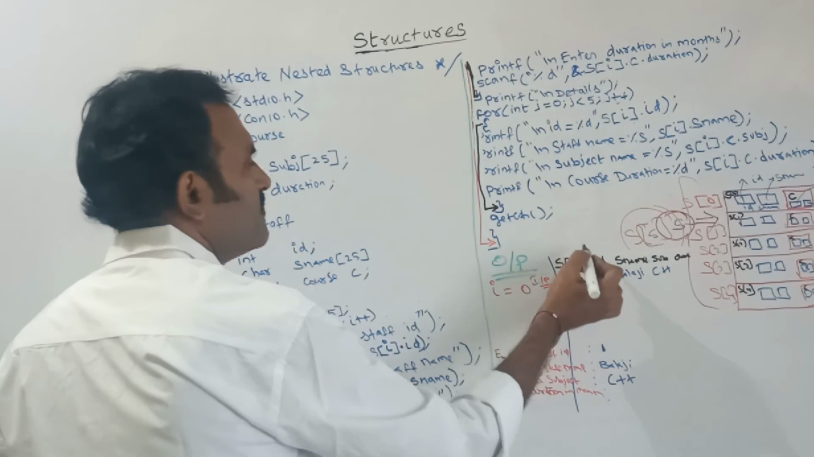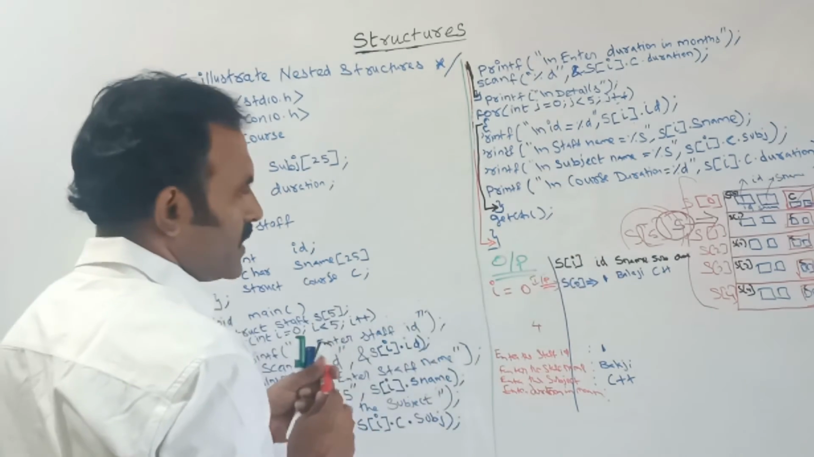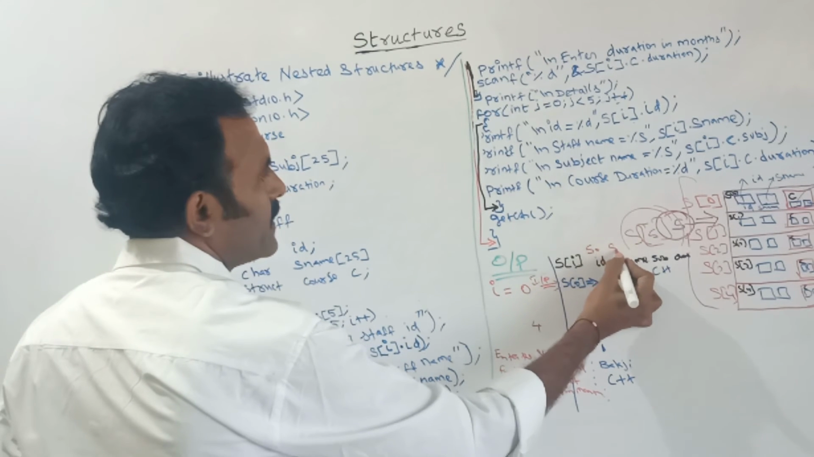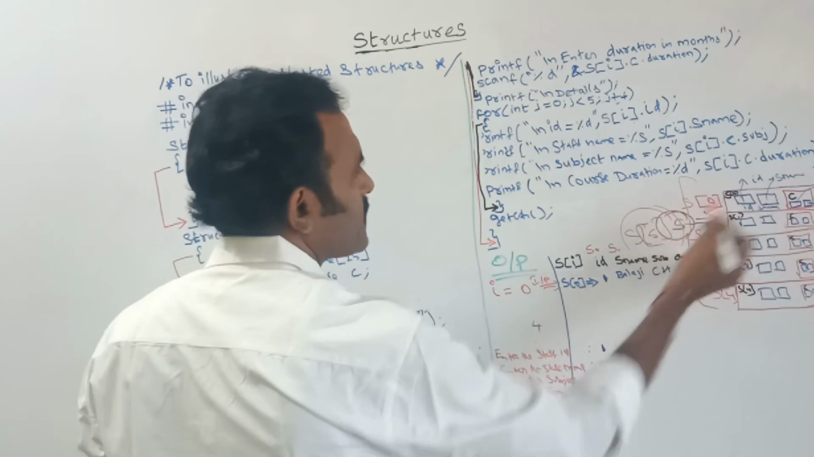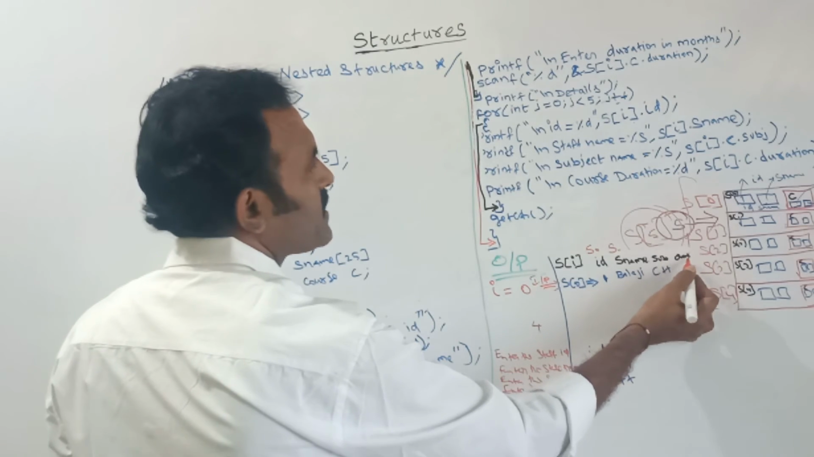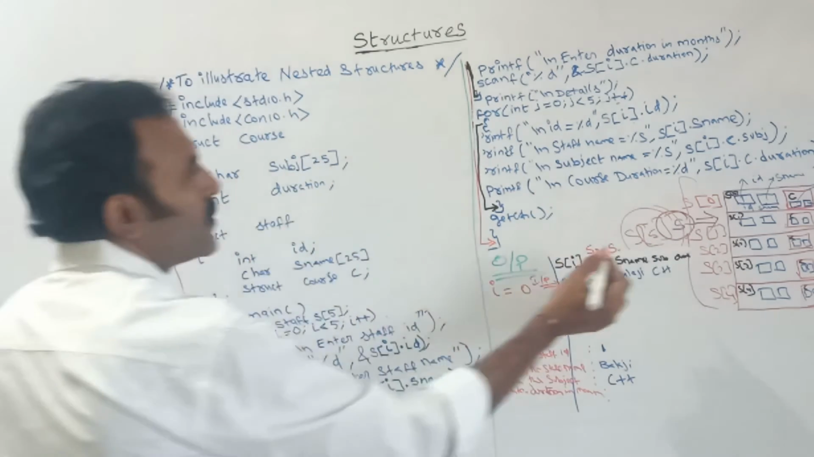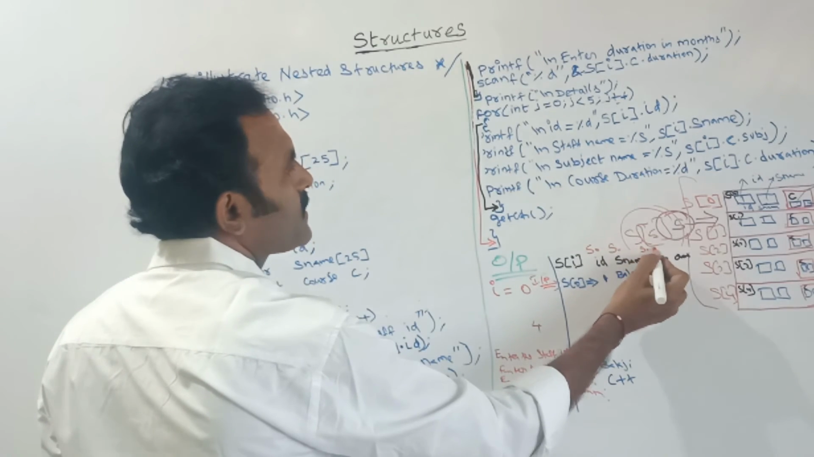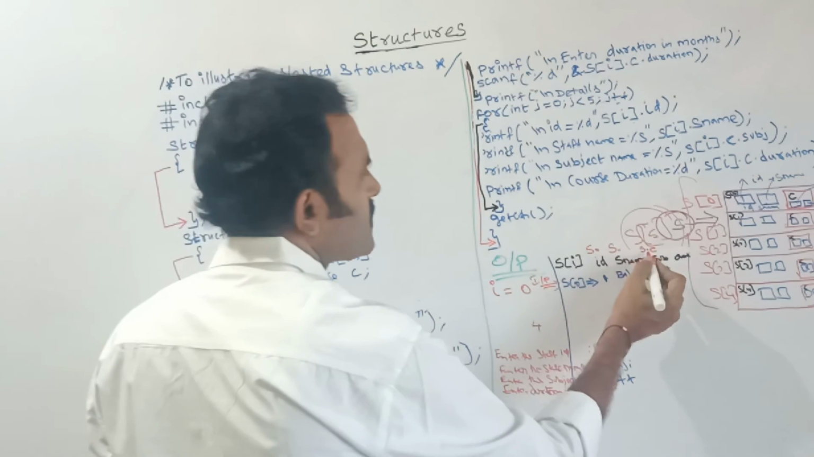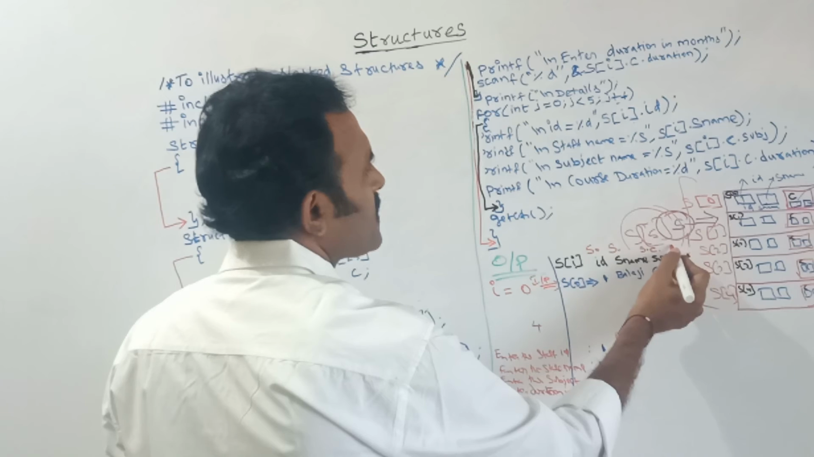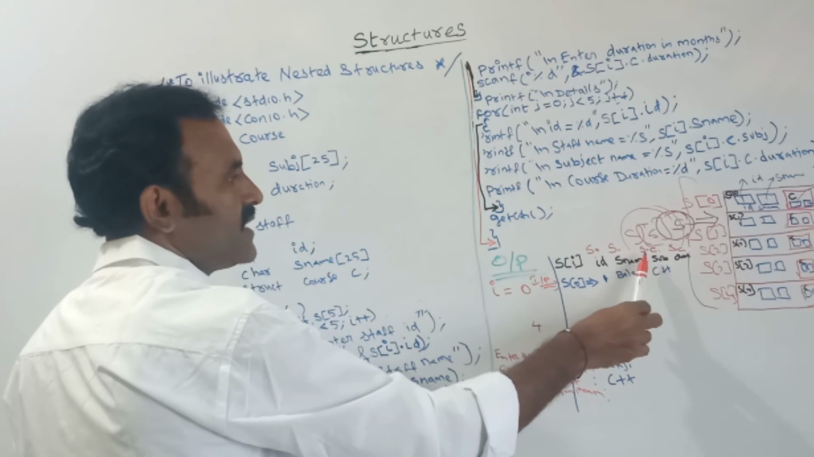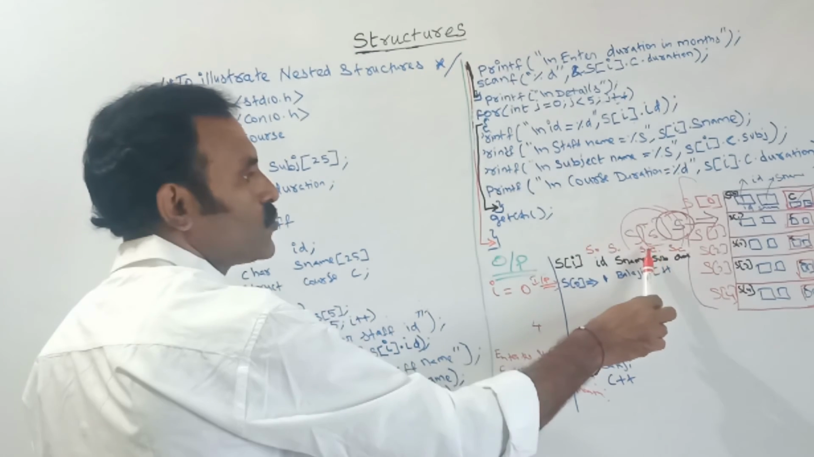See, this member is within S, so we declare it as S dot ID, and S dot name. But these two members, subject and duration, are inside the course. So we declare it as S dot, and for course we have declared the structure variable name as C. So S dot C dot subject, and similarly S dot C dot duration. For a structure within a structure, we use two dot operators.